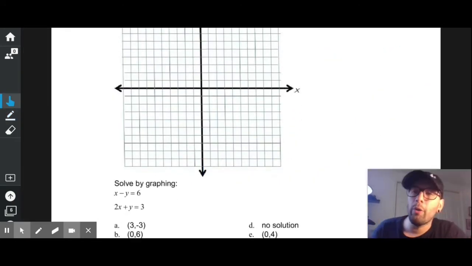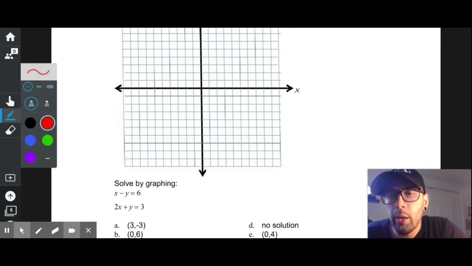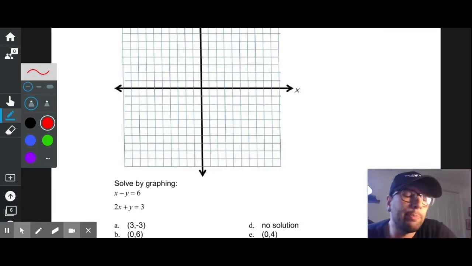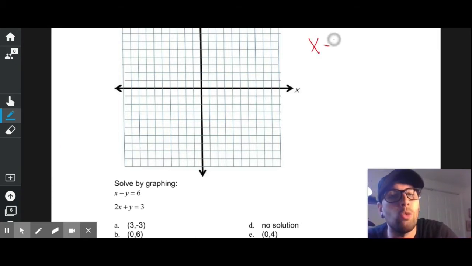Another solve by graphing. Is someone trying to ruin my day? All right, what do I do? First off, I have two equations that aren't even solved for y. So if I want to solve both of these by graphing, I have to first get y all by itself. So let me do the top one in red. x minus y equals 6.